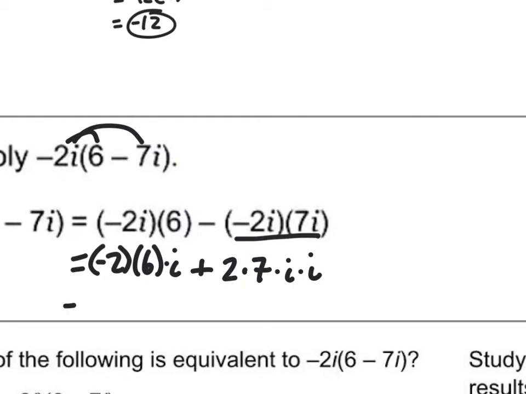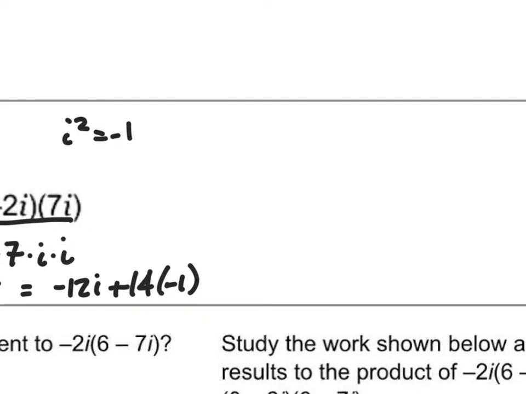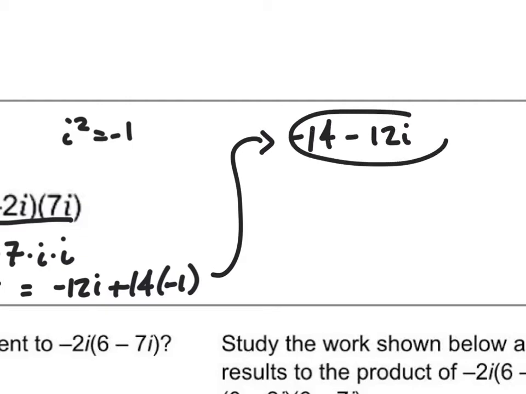Now, as a result, this is what we're going to get. I've got negative 2 times 6. That's going to give me negative 12i. And then plus 2 times 7 is going to give me 14 times i squared. Now remember, i squared is equal to negative 1. So as a result, this becomes negative 12i plus 14 times negative 1. And so we end up getting this as a result. My first number is going to be negative 14 and then minus 12i. And that's what happens after you multiply.